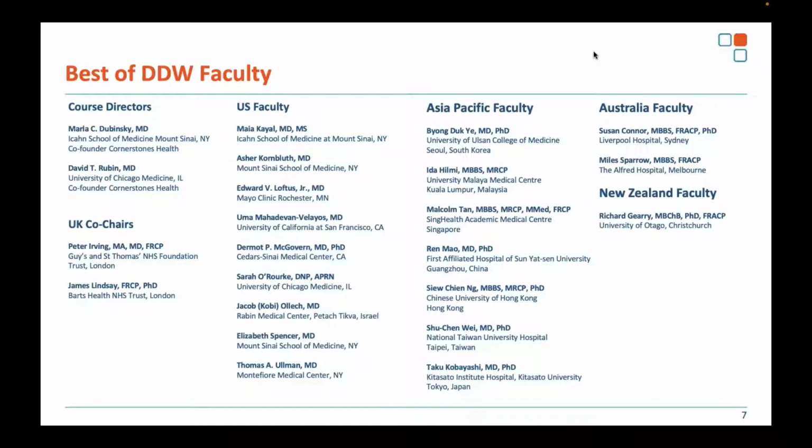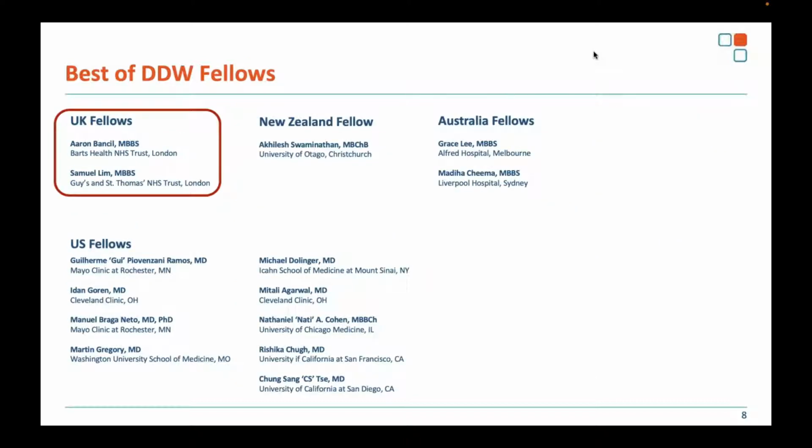This is the faculty here. Marla and David are the course directors, James and I from the UK, and as you can see, a large US faculty, Asia Pacific faculty, as well as an Australasian faculty. And I'd just like to highlight particularly Aaron from Barts and Sam from Guys and Tommies, who were the UK fellows this year and have done a fantastic job in helping to make this happen. It's a lot of work, and they really do a great job.